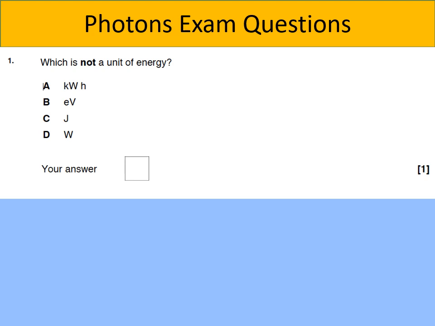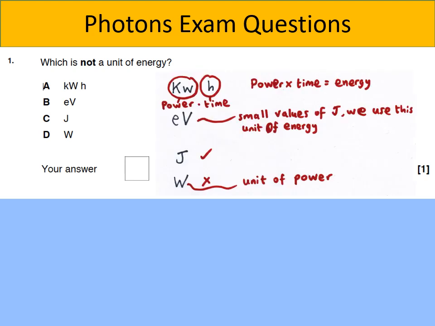So question number one is a multiple choice question, and it's asking which is not the unit of energy. Okay, so if we go through all of these possible choices of units of energy. The first one is kilowatt hour. Now we know that kilowatt is power and hour is time. So power times time gives us energy. So the first one, A, is indeed a unit of energy.